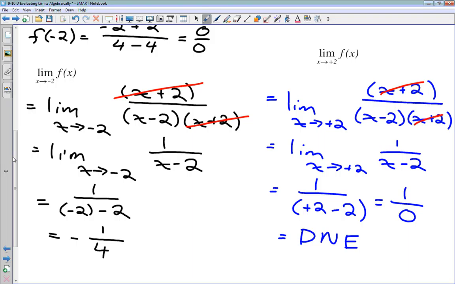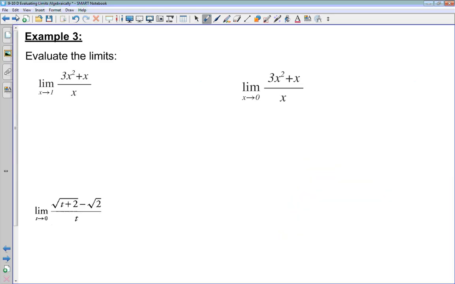Okay, so that's 2 of the 3 techniques. So let's sort of apply these things here. Example 3, evaluate these limits. The limit as x goes to 1 of 3x squared plus x over x. Limit as x goes to 0 of 3x squared plus x over x.